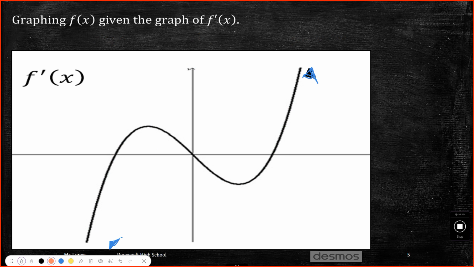Okay, so let's do one more. Graphing f of x given the graph of f double prime. We're going to go backwards. What if you have the derivative graph? If you have the derivative graph, so we want to know where did it come from.